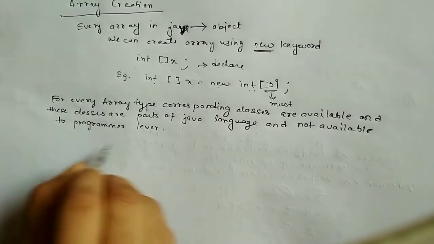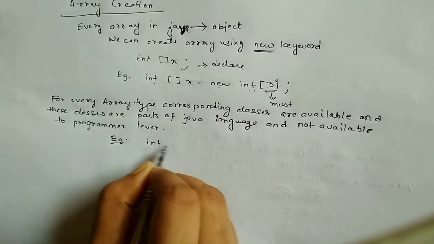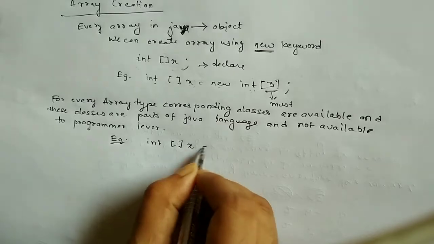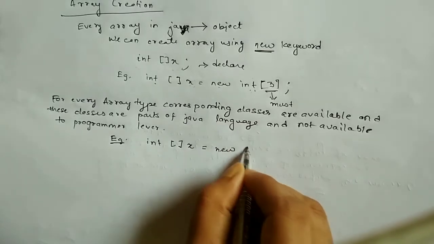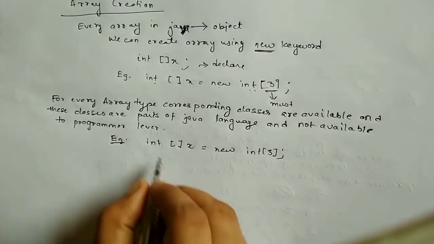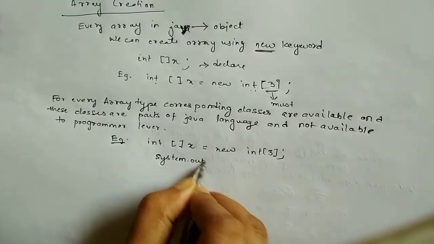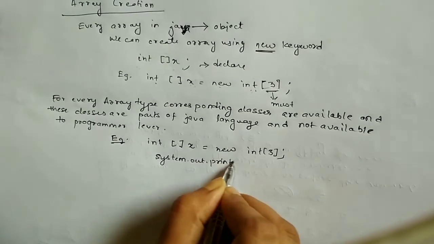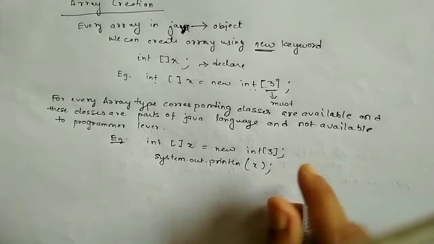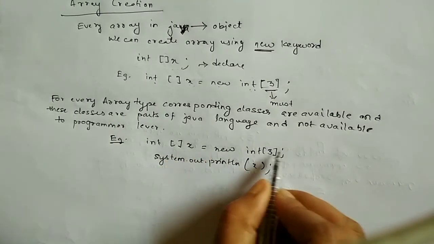So what is meant by this line? Let me explain it through an example. Suppose we have created an array of integer type x, and the size is, suppose, 3. If we write System.out.println and we write here x, what is the output?